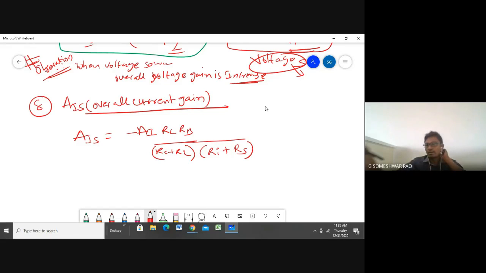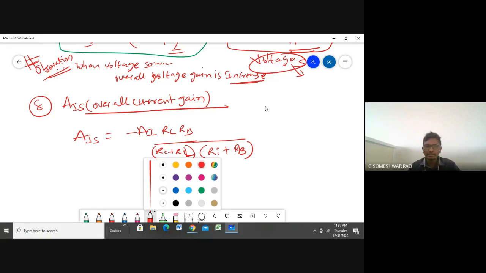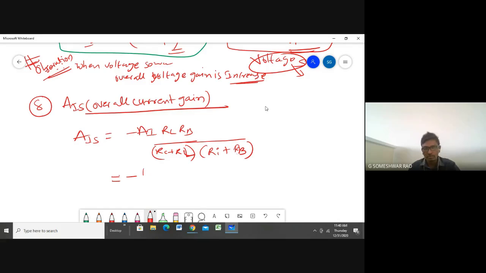It should be RI plus RB, sir. Yes, RI plus RB. Yesterday someone told me this should be RB. Is RC plus RL correct? I hope everyone has calculated. RL is readily available with us. Minus AI, how much is the value? I hope 49.32. What is the RL value? It is directly given, 1.2 into 10 power 3.